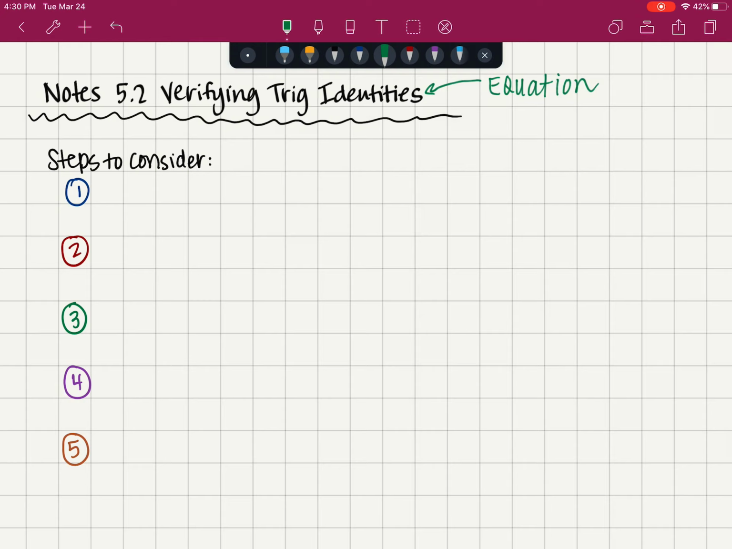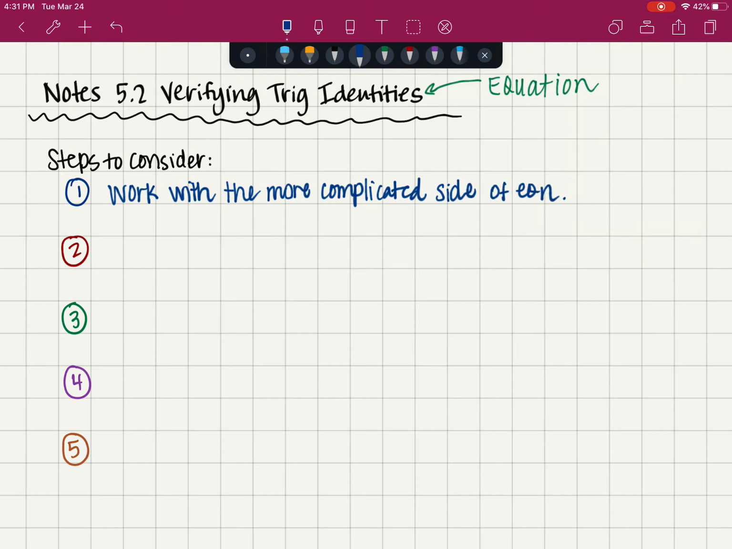Therefore, you pick one side of the equation and you transform it to prove that it is indeed equal to the right side. So what I usually do is I work with the more complicated side of the equation, the side of the equation that gives us more stuff. That's what I mean by more complicated. So work with the more complicated side of the equation. I'll just put EQN for equation.